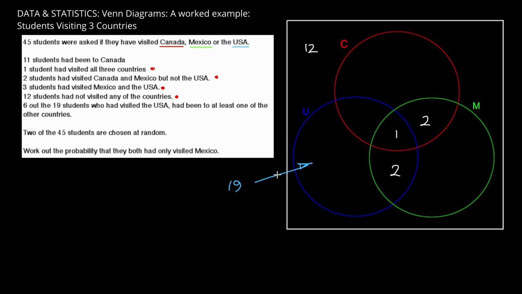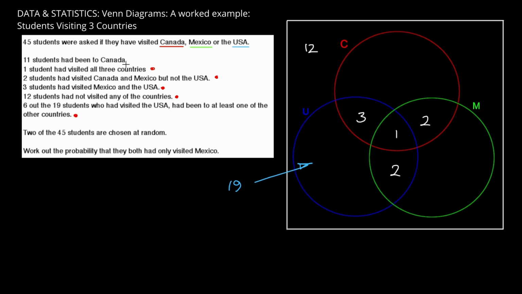6 of those 19 had been to at least one of the other countries. Well, they visited Canada as well here. Here they visited both Mexico and Canada, and here they visited Mexico. So it's these 3 areas that must include 6 students. We've got 1 and 2 already. This area must contain 3. So we've answered that question.